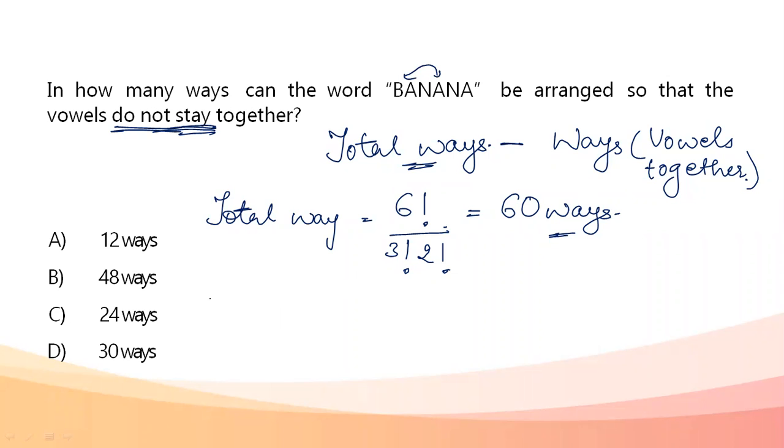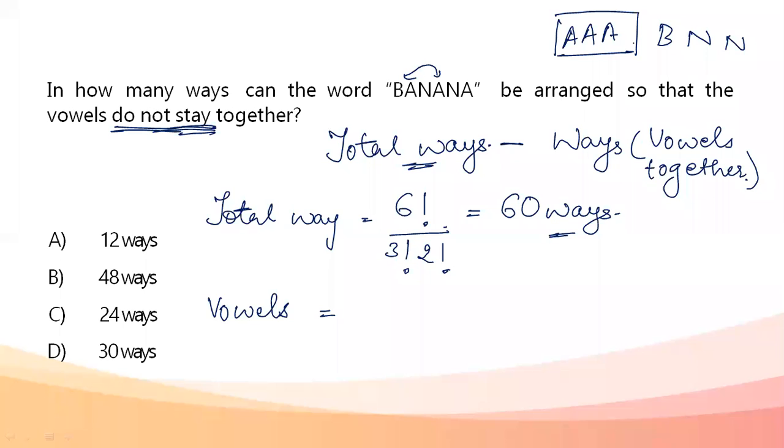So now, vowels: how do I find the ways in which vowels are going to be together? Let's consider all of these A's to be a packet always. Since this is just a packet, all of them together are going to be at one particular place. So let's assume that all the A's are together. What remains is B, N, N and a packet of A. Any A can come at any place, but it is always going to be the same arrangement. I just have to keep all of these A's together.